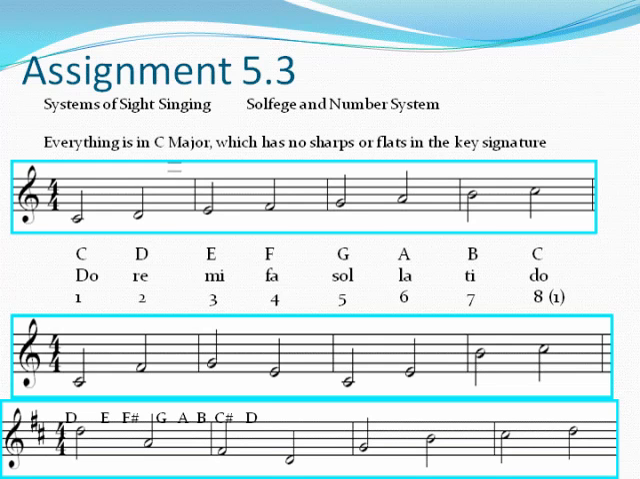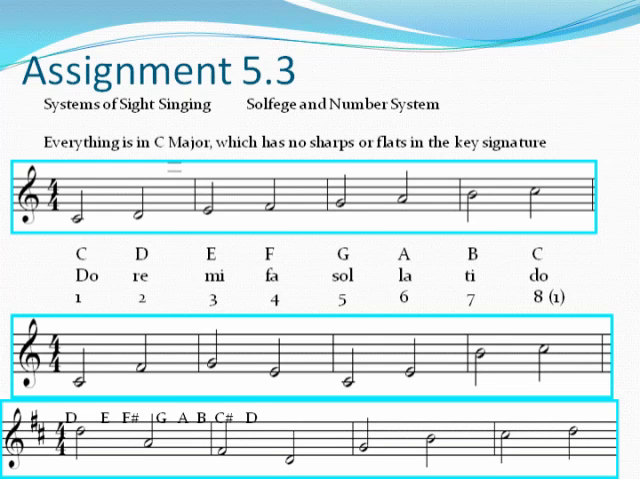I've been saying that this is C, D. Okay, what if I pick a different pitch and I want to sing a major scale like this note? So it would be do, re, mi, fa, sol, la, ti, do. 1, 2, 3, 4, 5, 6, 7, 8. So that's a completely different set of notes, but I'm still using the syllables of the solfege or the numbers system to indicate that major scale.